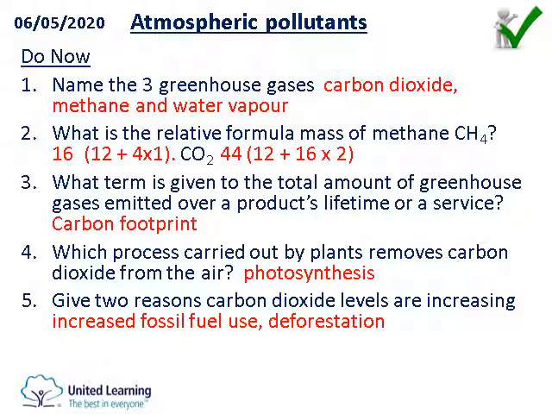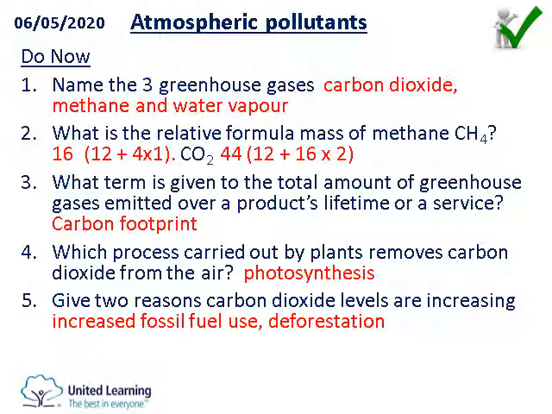So you should have completed the Do Now questions. So what you need now is a different coloured pen. Your 3 greenhouse gases that we talked about last week: carbon dioxide is the main one which we usually discuss, but you also need to know methane and water vapour as well. So for relative formula masses, like I said, the atomic masses for carbon and hydrogen were given to you.